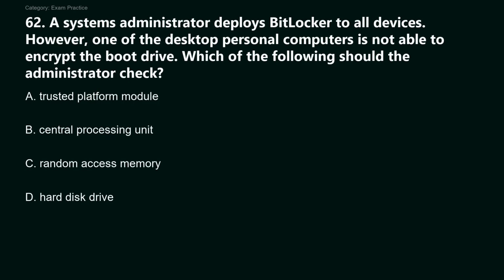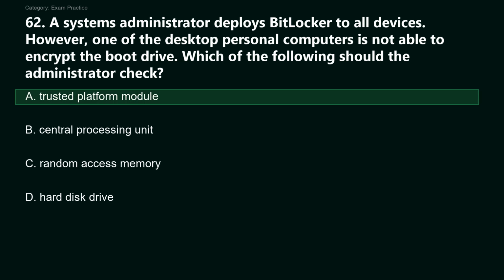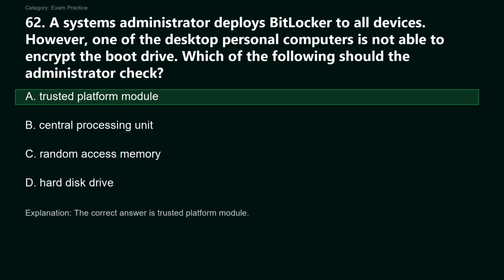Question 62. A systems administrator deploys BitLocker to all devices. However, one of the desktop personal computers is not able to encrypt the boot drive. Which of the following should the administrator check? Option A, Trusted Platform Module. Option B, Central Processing Unit. Option C, Random Access Memory. Option D, Hard Disk Drive. The correct answer is option A, Trusted Platform Module.